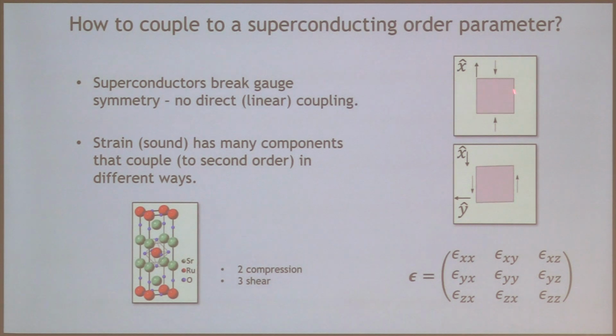Just so you have it in your mind, this is a compression. A compression is something that changes the size of the crystal, and a shear is something that preserves the size but distorts the symmetry.